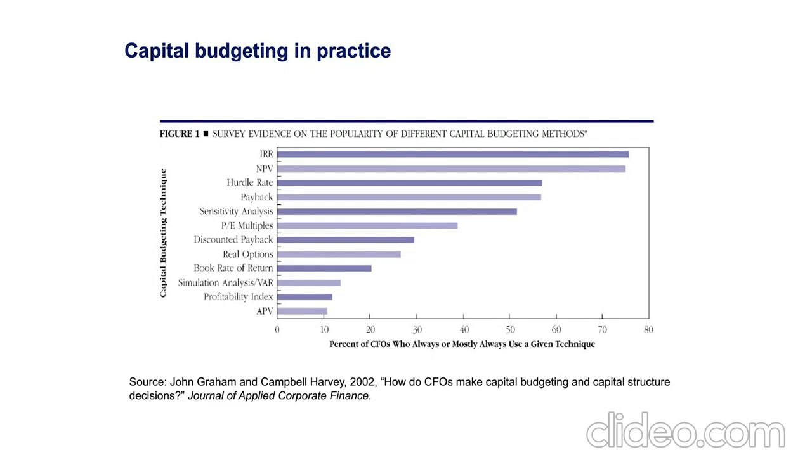Here are a few observations from the data. First, there's a long list of rules being used. We live in a rich world. Second, NPV and IRR are on top of the list in terms of usage.